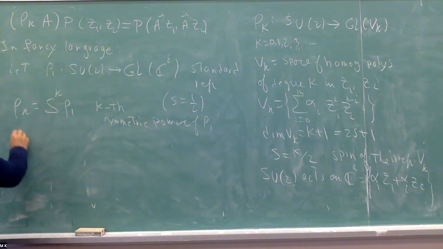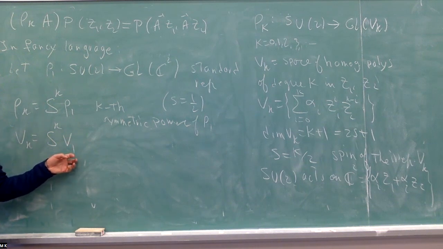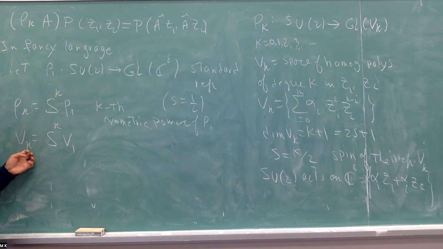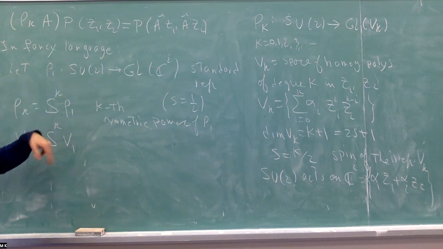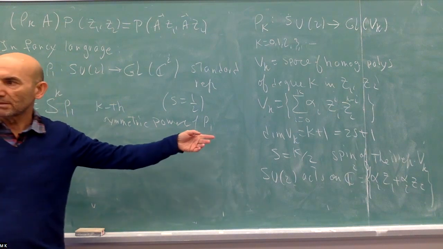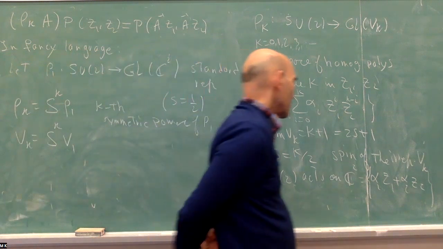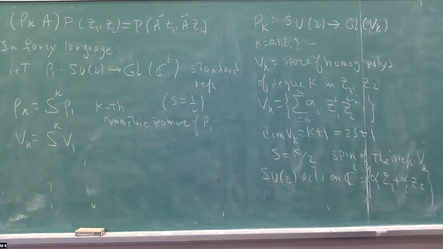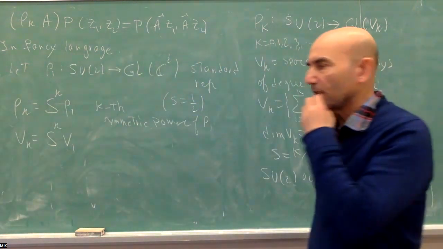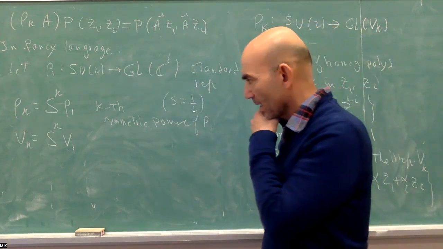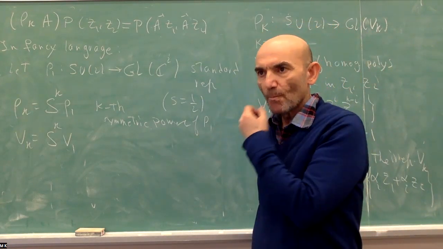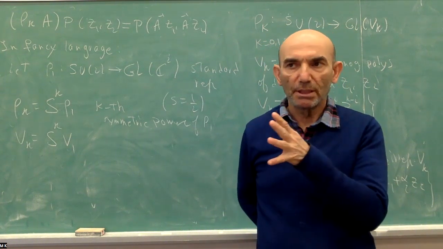So in other words, Vk is Sk of V1, the kth symmetric power of V1. This is Vk, and it induces on these tensor products symmetric tensors. This is kind of fancy language, but it's the same thing. Now, in representation theory of Lie groups, they show you that actually these are irreducible, and these are all the irreps of SU2.